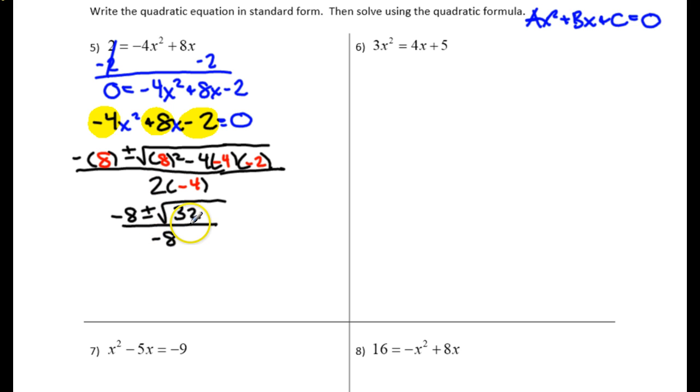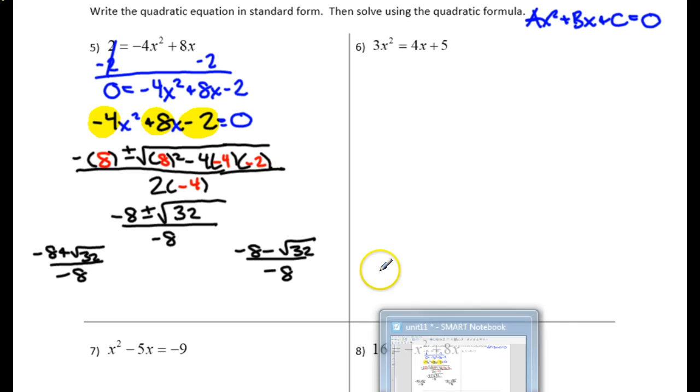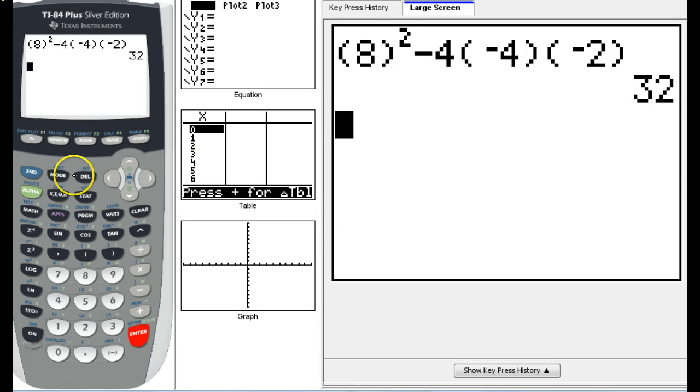Okay, so now remember, we're going to split this into 2 problems. We're going to do it with the plus, and we're going to do it with the minus. Alright, so the first problem would be negative 8 plus the square root of 32, over negative 8. The second problem will be negative 8 minus the square root of 32, over negative 8. Alright, so let's go ahead and plug that into our calculator now.